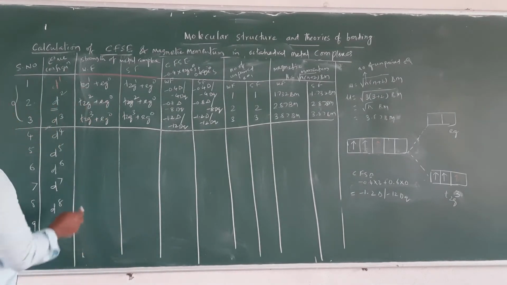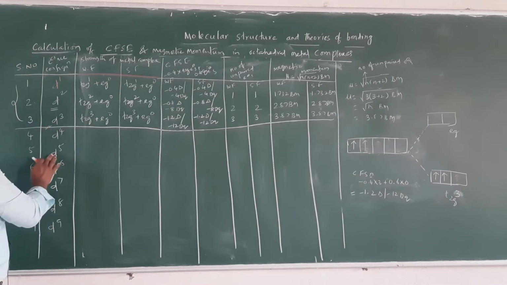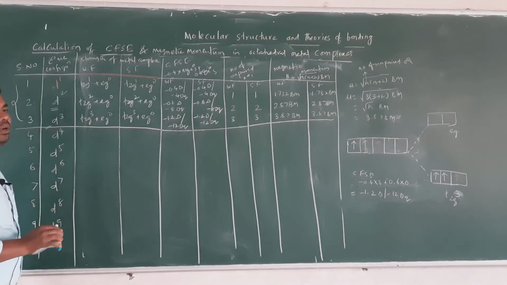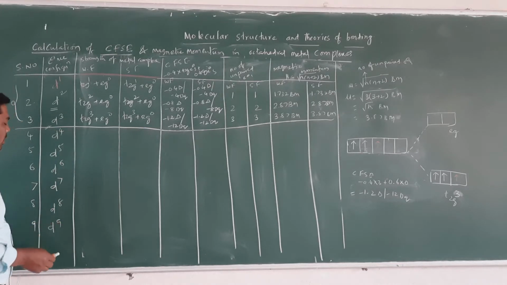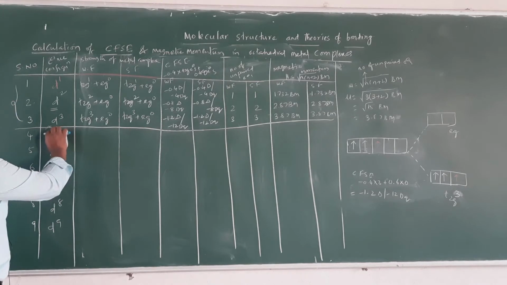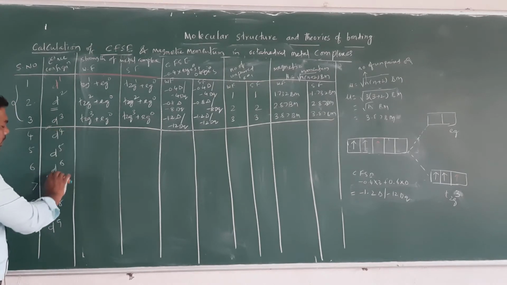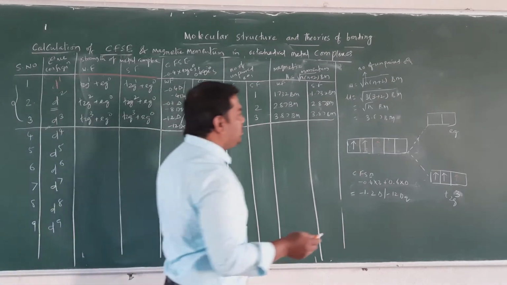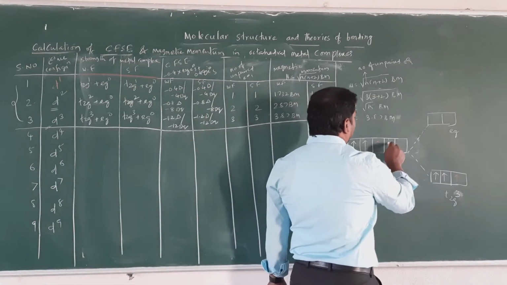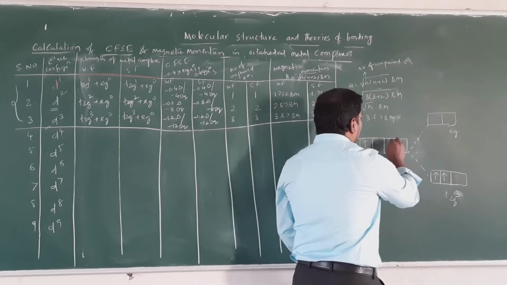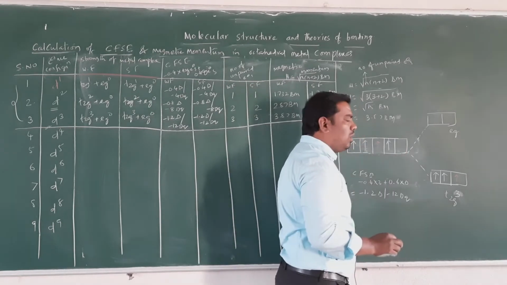Okay, right. So next, the CFSE values and magnetic moment values differ for D4, D5, D6 and D7. D8 and D9 are similar, but the values vary for D4, D5, D6, D7, as we will see. So next, first of all we will move to the weak field complex. This is the fourth electron, placed for a D4 configuration.